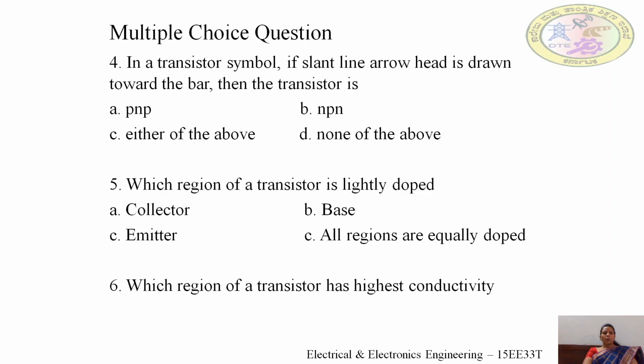Next question, which region of a transistor has highest conductivity? So ಯಾವ region ನಲ್ಲಿ conductivity ಜಾಸ್ತಿ ಇರುತ್ತೆ? ನಮ್ಮ ಎಮಿಟರ್ ನಲ್ಲಿ ಕಂಡಕ್ಟಿವಿಟಿ ಜಾಸ್ತಿ ಇದೆ. ಯಾಕೆ? Because it is heavily doped. So the options are base, collector, emitter, all of the above. The right answer is emitter because it is heavily doped. Hence it has highest conductivity among the three regions of transistor.